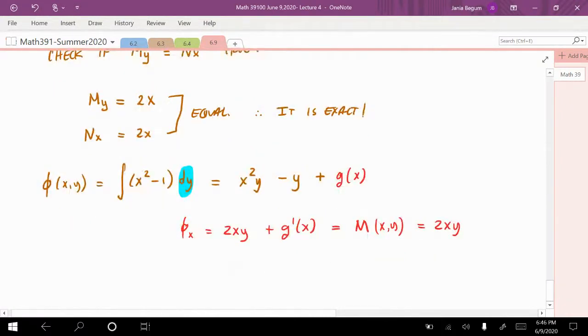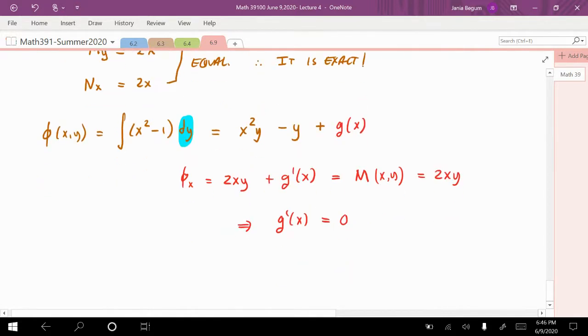Well, now let's solve for g prime of x. So again, 2xy cancels out. So we have g prime of x is equal to 0. Well, now you integrate to find g. So g is nothing other than a constant.